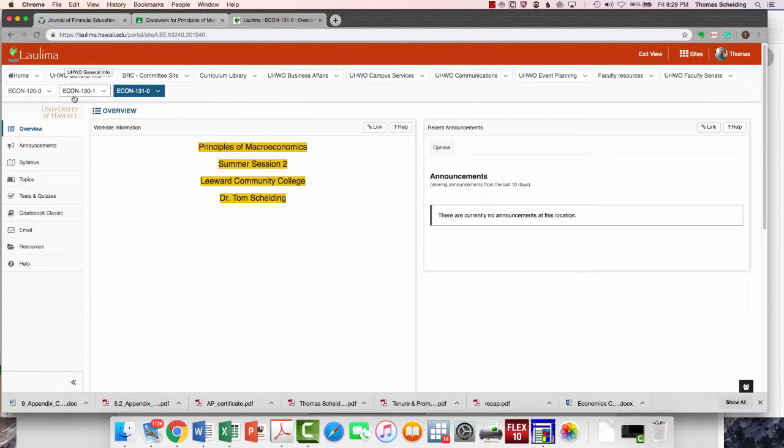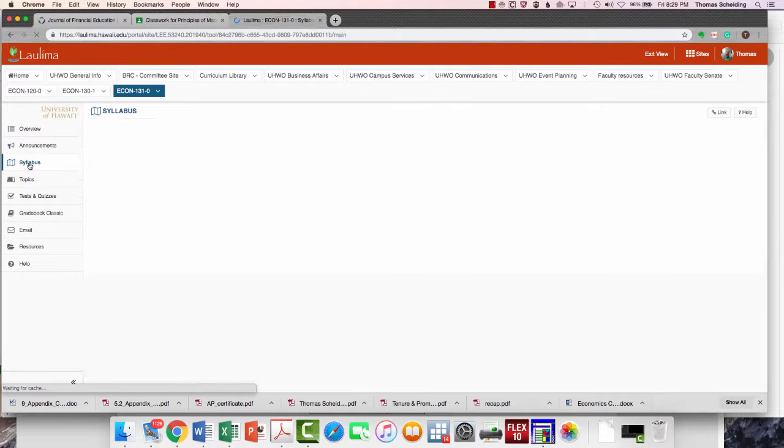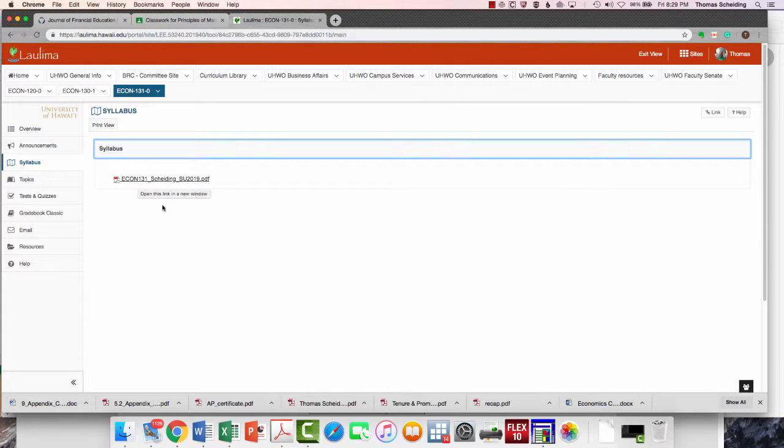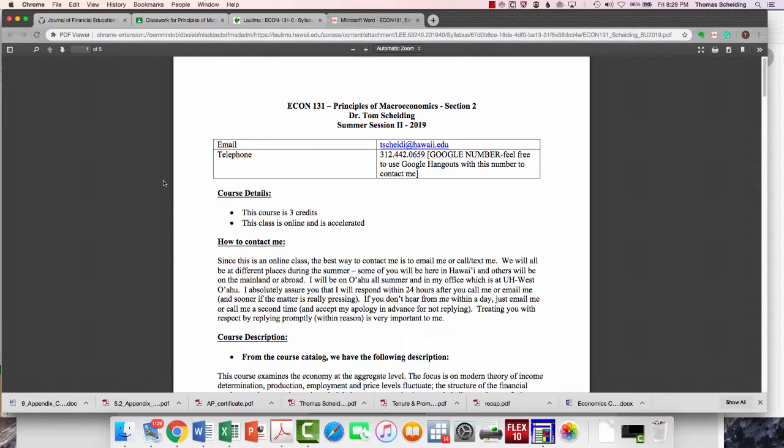And so this is how you would see the course on Laulima. Let's just start by clicking the syllabus link here on the left-hand side. Okay, so you'll see the syllabus here in a PDF form. Let's look at it. Okay, so I've already introduced myself, Tom Scheiding. My email address, this is the primary way to contact me.